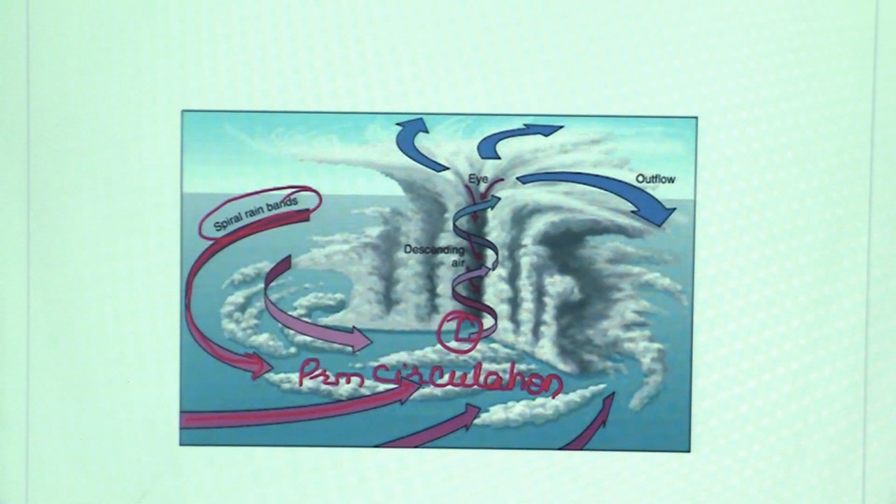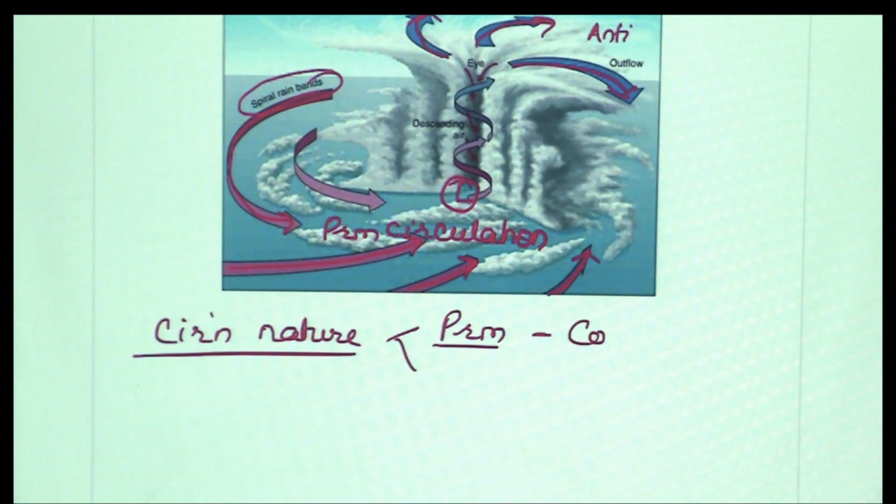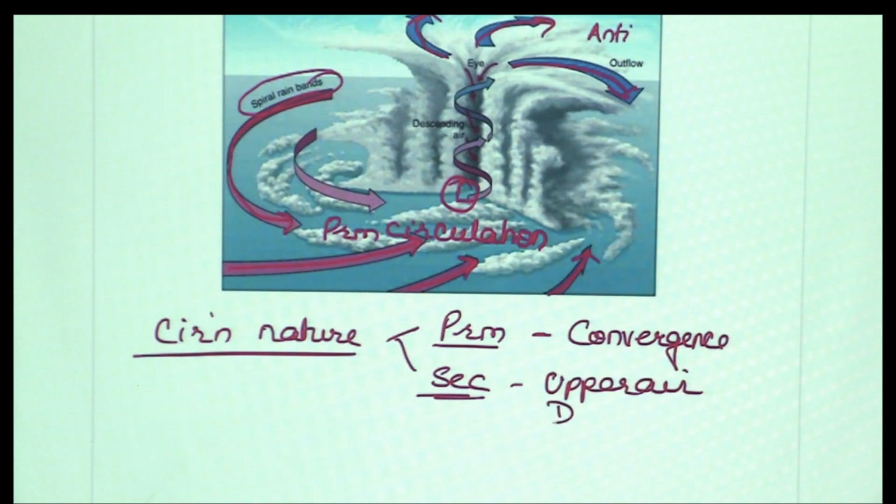We are by default in northern hemisphere. And secondary circulation, which will be correlated with outflow in the upper atmospheric location. Don't miss to see, it has to be anti-clockwise. Circulation nature in tropical cyclone thus is demarcated as two: primary convergence, secondary upper air divergence.